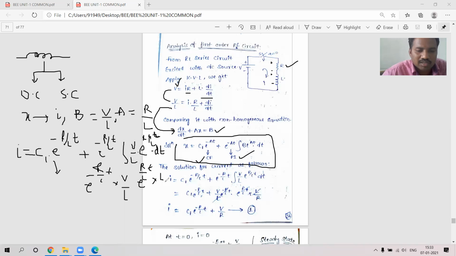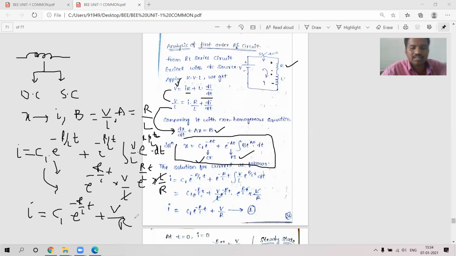The integral of this value will be 1 by R by L, which is nothing but the reciprocal, L by R. This L and L get cancelled. Any leftover terms? This e power minus R by L t and e power R by L t, the bases are equal so the powers are added. So finally we will have I equals C1 e power minus R by L into t plus V by R. This is the actual equation we are getting.